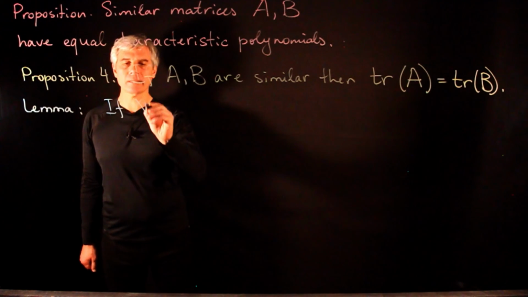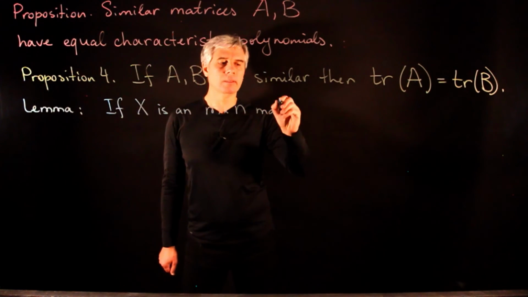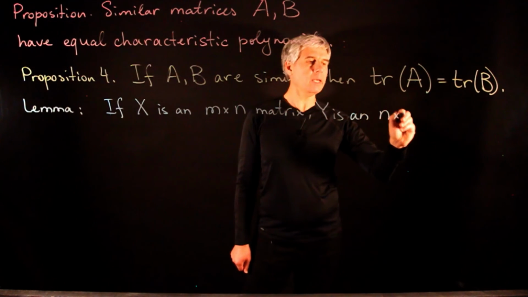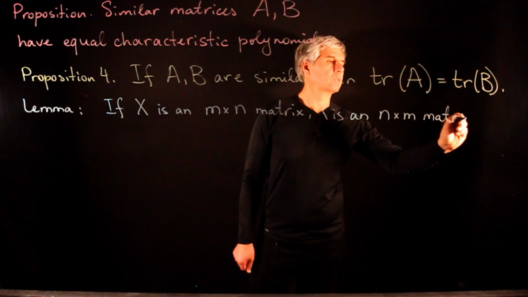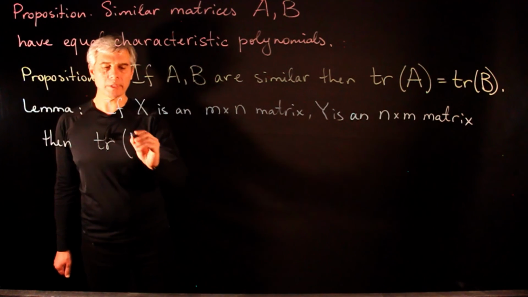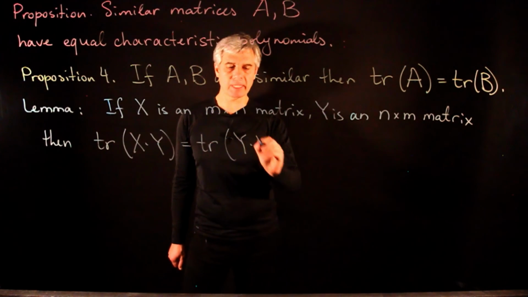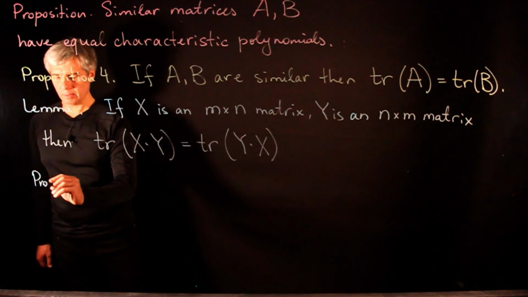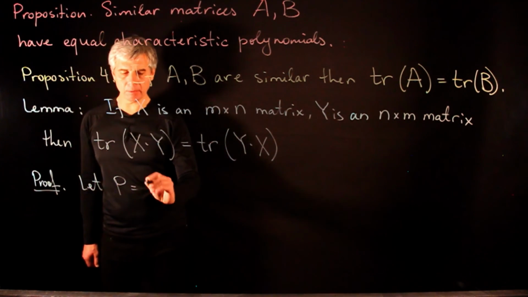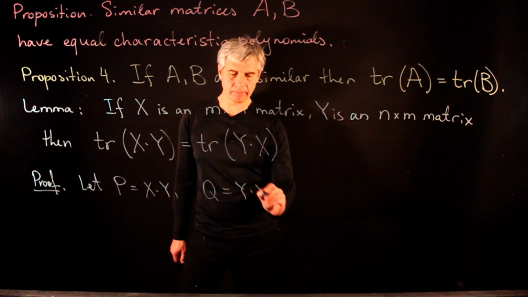If X is an m by n matrix and Y is an n by m matrix, then the trace of the product XY is equal to the trace of the product YX. Now let's give a proof of this. The proof is purely computational. So let P be the matrix XY, and Q the matrix YX.